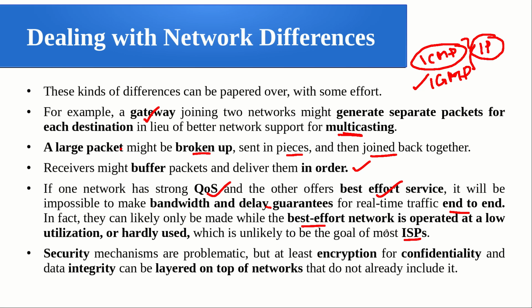Similarly, security handling mechanisms are of course problematic, but at least encryption, confidentiality and data integrity can be layered on top of the network. Above the network layer we have the application layer, and inside it the presentation layer, which is capable of handling encryption, confidentiality and integrity. Or, in general, over the network layer we can add one additional layer for security, which will handle the differences among the secure protocols. In that way, whatever differences we listed out, we can tackle them one by one.